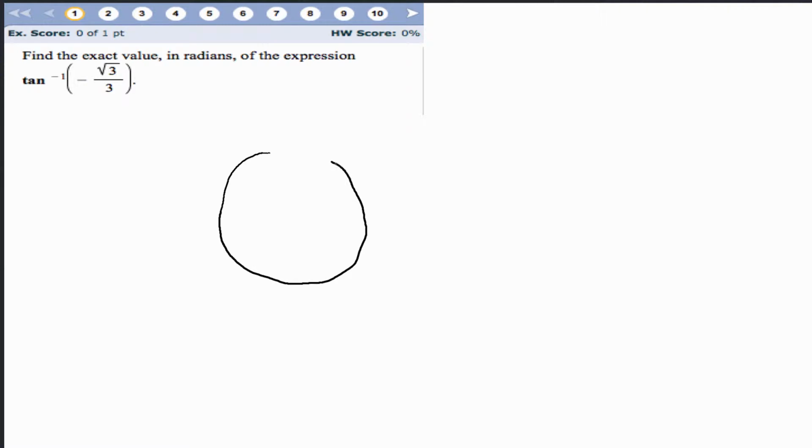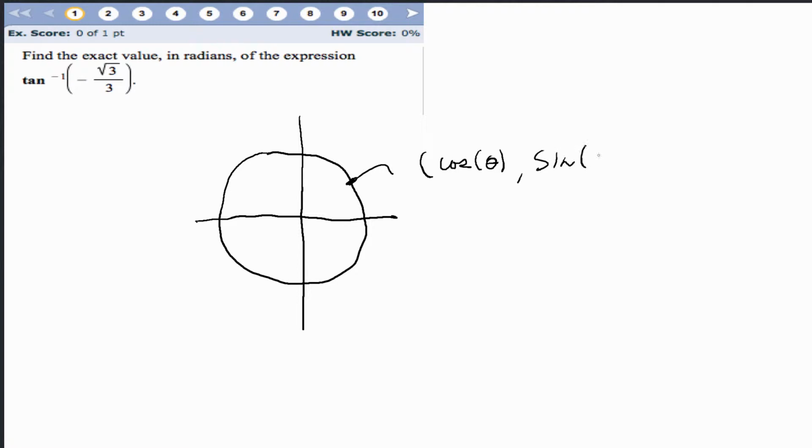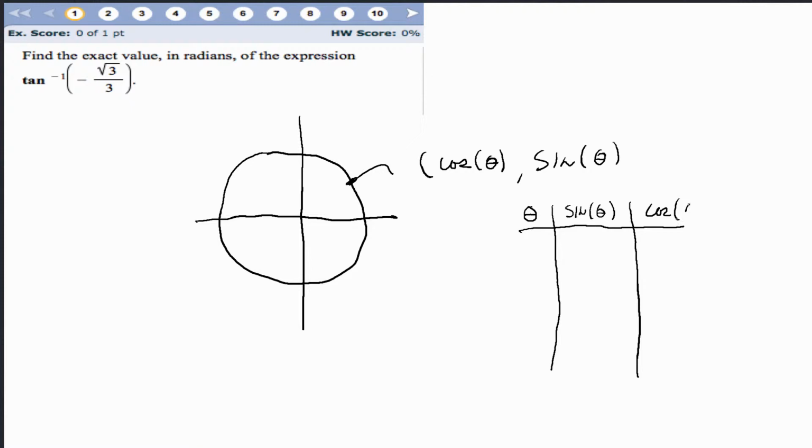All of these values and the trigonometric functions come from this circle, right? So this is the unit circle, and of course the coordinates on that are the cosine of theta and the sine of theta, okay? Based upon this picture, you can make a little chart here. This is something that you want to know. So you've got sine theta, cosine theta, right?